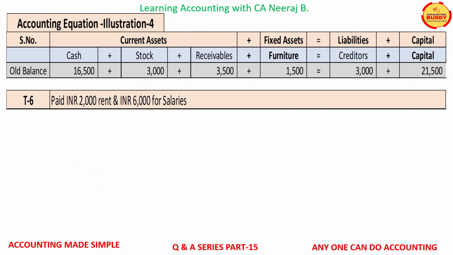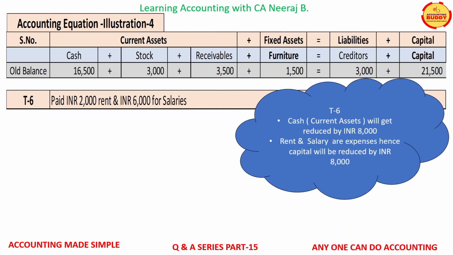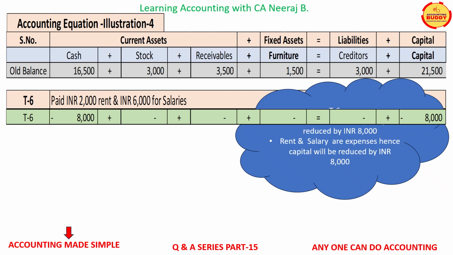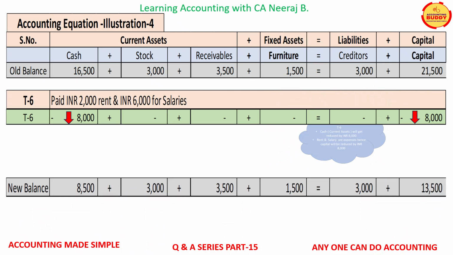Rent of 2,000 and salary of 6,000 are paid. If we analyze this transaction, both rent and salary are business expenses and they will affect the profit or loss of the business. And thus in accounting equation terms, they will affect the capital of the business, and since it is paid in cash, on the asset side it will impact the assets. Cash will be reduced by 8,000 and the capital will get reduced by the same amount.